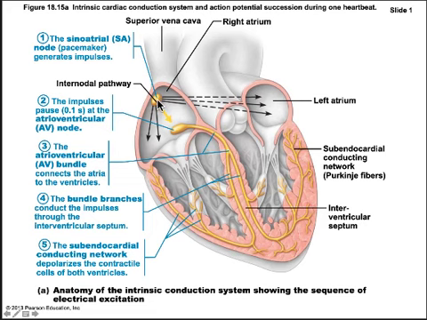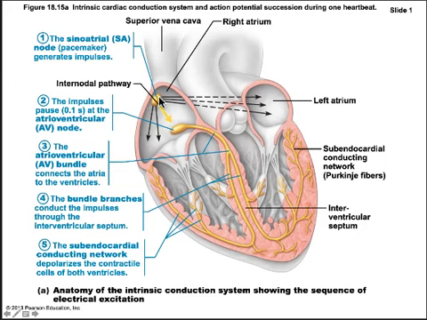Okay, SA node begins. This spreads across the walls of the atria, is captured by the AV node. We pause for 1/10 of a second. Down the bundle of His to the right and left bundle branches to the apex. And then via the Purkinjes up the walls of the ventricles. And that's followed by a squeeze that goes from apex towards base.